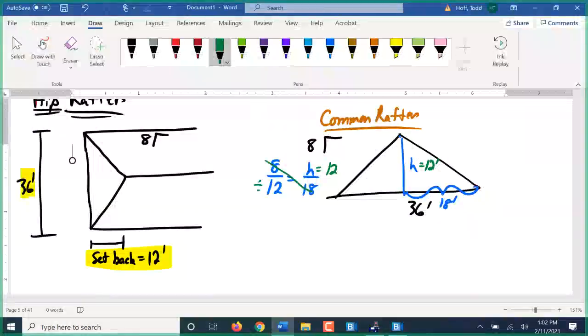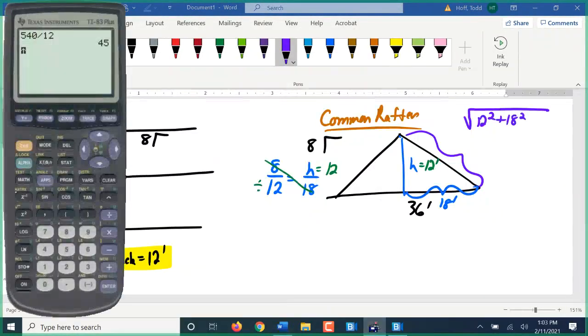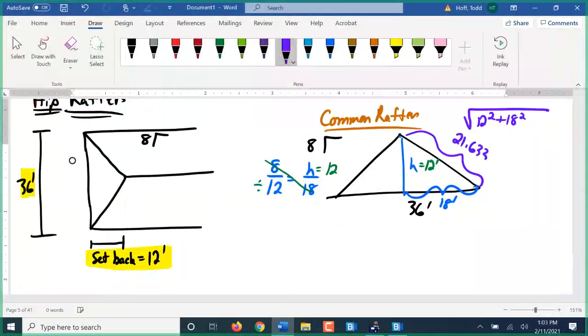Now we'll find the length of that common rafter here. That's going to be the square root of 12 squared plus 18 squared. That is 21.633. So that is right here. This is 21.633 feet for that common rafter. We have all the information. We could actually find the decrease on the common rafter right now if we wanted to. So let's go ahead and do that.